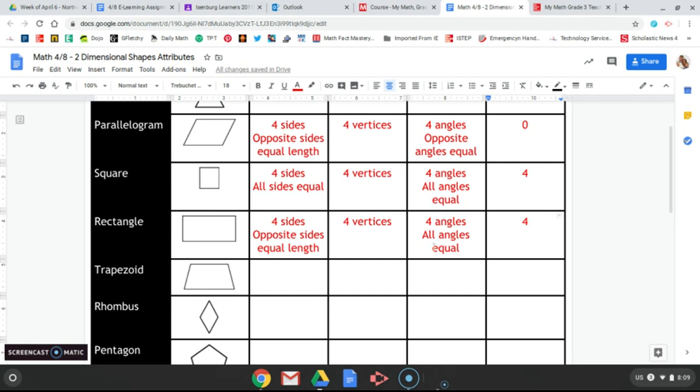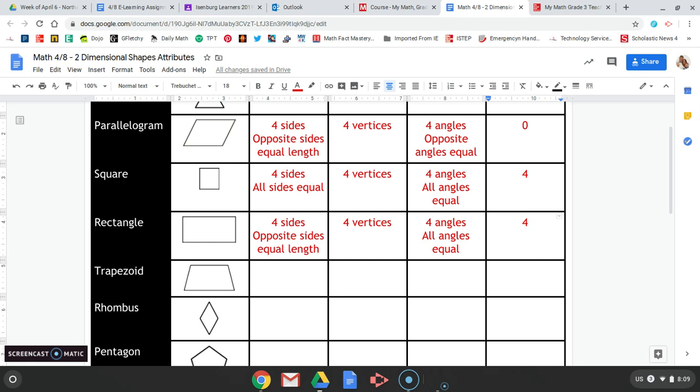Then look at the angle rule. All of the angles have to be equal. Is that true of a square? Yes, it is. All of the angles are equal. So that means that technically a square is a special type of rectangle. Okay, so since the square has its own rules, it gets its own name. But technically, a square is a special kind of rectangle. And a rectangle is another kind of parallelogram because they all follow those same rules.